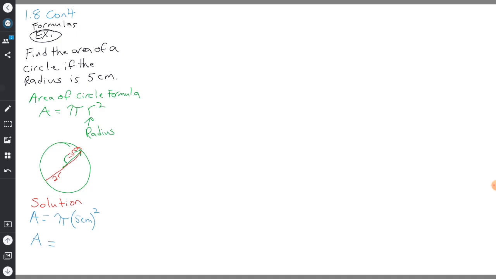So 25, but cm also has to be squared because of the square here. So 25 cm squared. It's just like taking that square to both the 5 and the cm and put in our pi. So 25 cm squared pi, or vice versa.